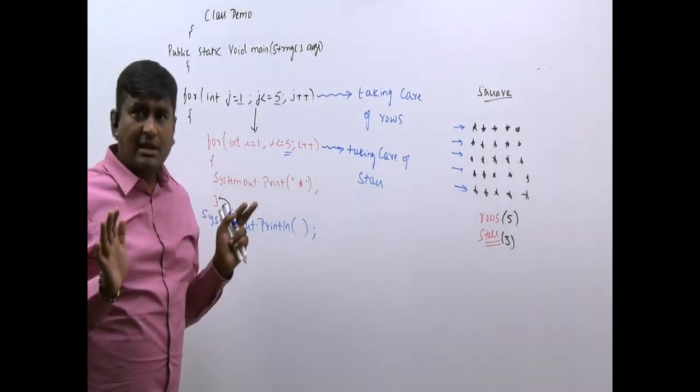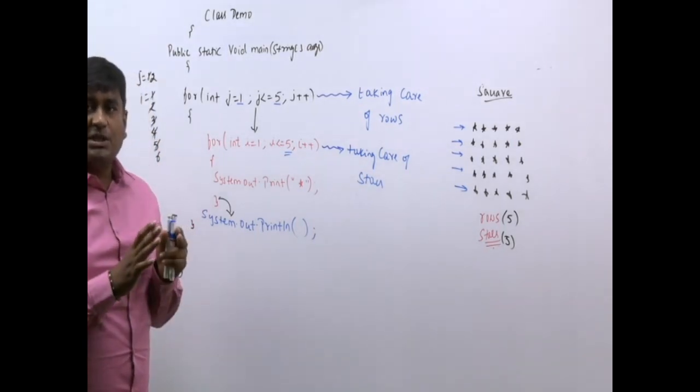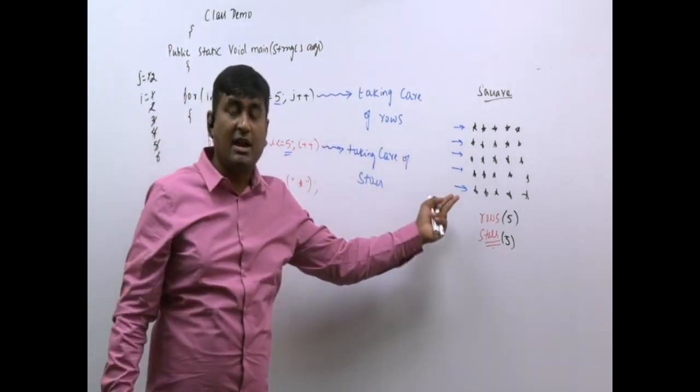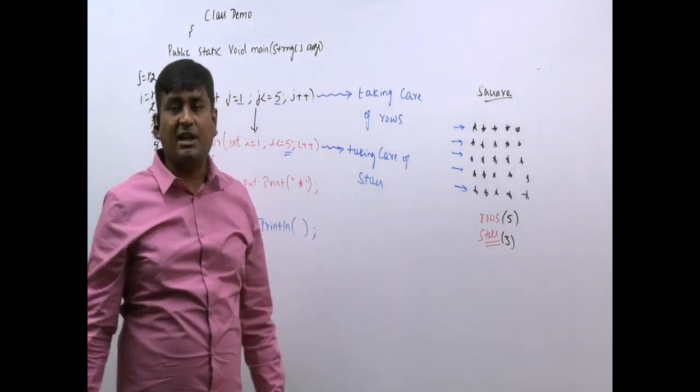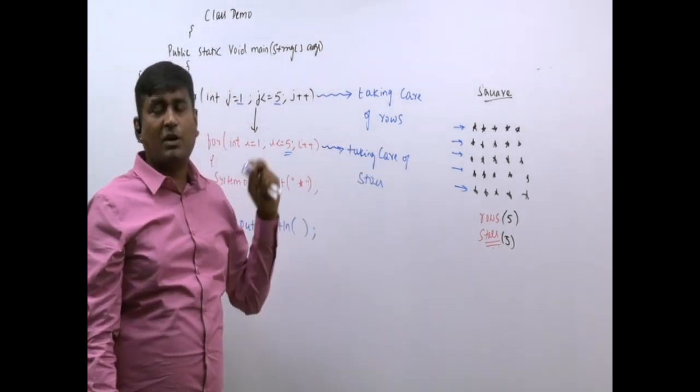Am I completely clear? This is the shortcut technique that you should remember. How many for loops in the program depends on how many information they have given. Information, technical word is what? Dimension. If they give 2 information, 2 for loops. 3 information, 3 for loops. 4 information, 4 for loops, like that.